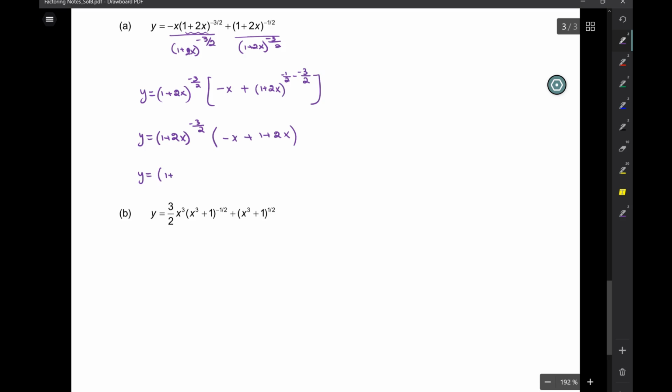So this is 1 plus 2x to the negative 3 over 2. And here I have x plus 1. Right? Or 1 plus x. Right? We're writing this stuff down?